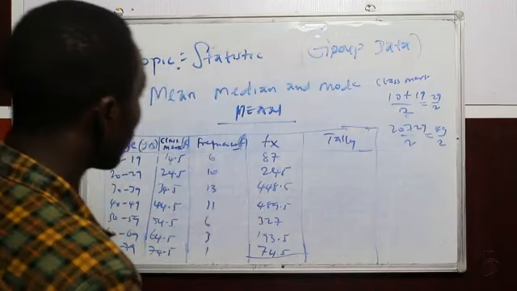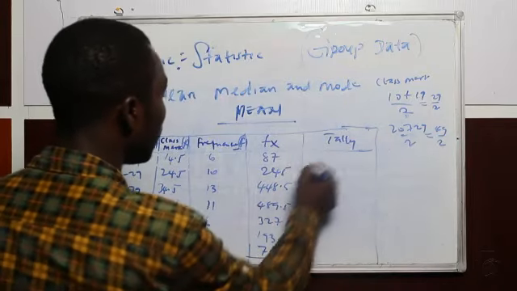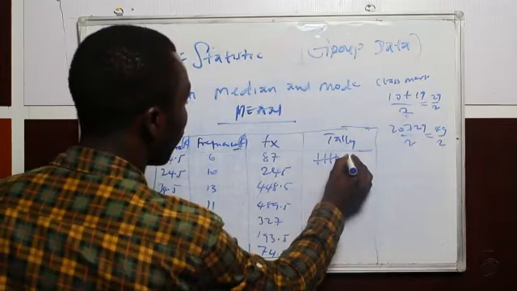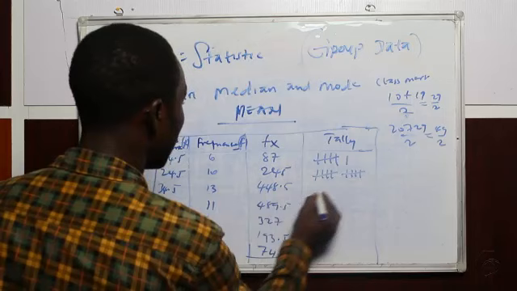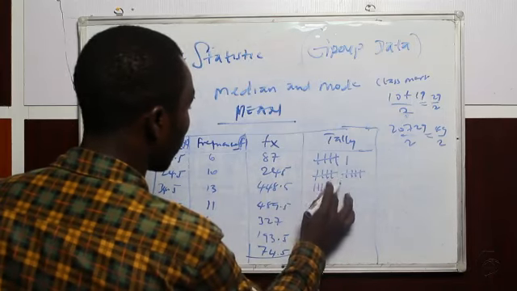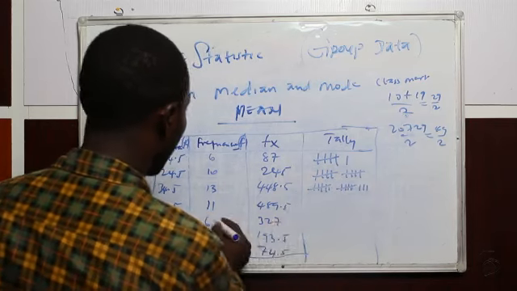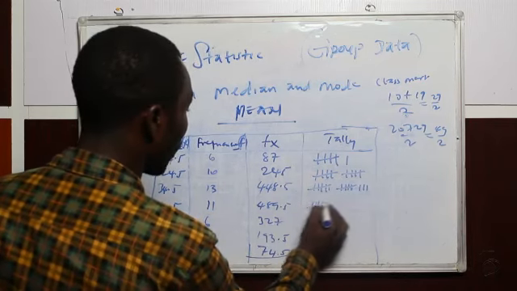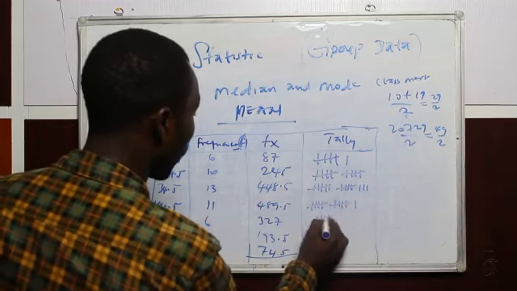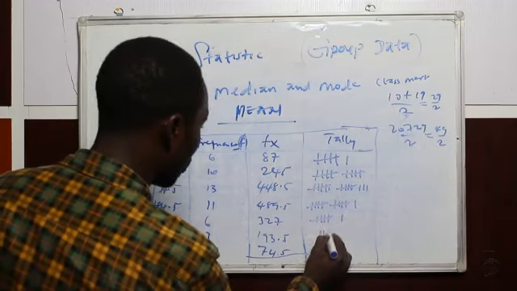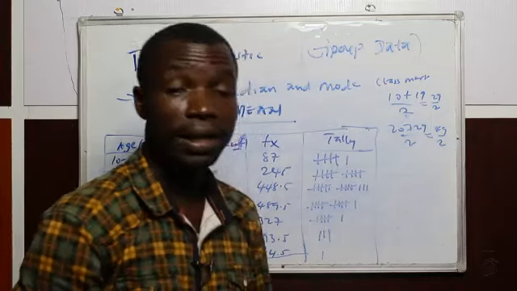Now we have to sum this up, but before we sum it up, let's complete our tally. Here is 6, this is 10, here is 13, here is 11, here is 6, here is 3, and this one is 1. That's how to complete our tally.